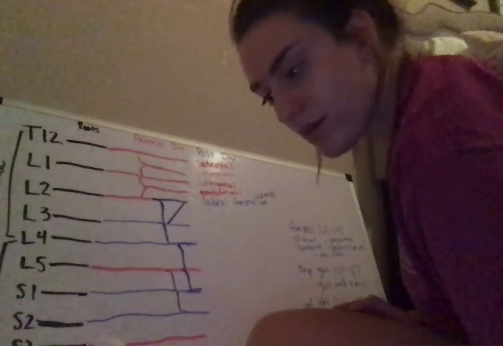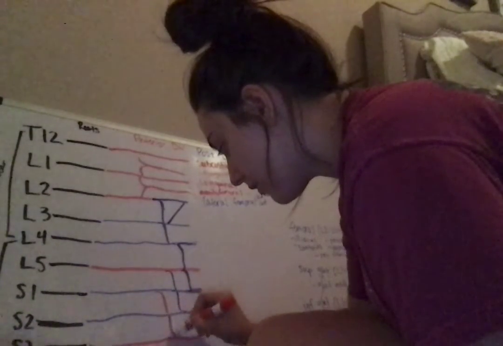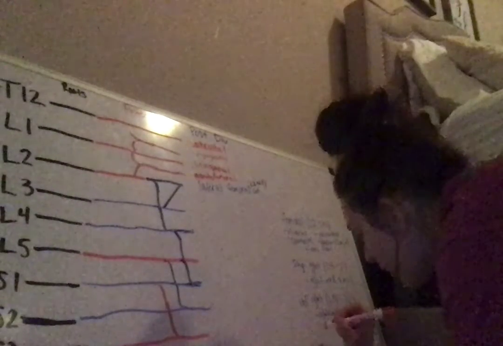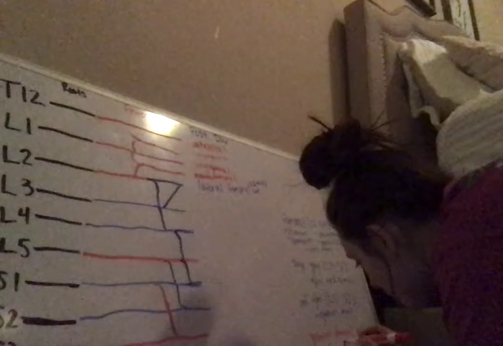And then we've got S1, S2, and S3 all contributing. This is like the worst angle possible. All contributing to the posterior femoral cutaneous. And as I said, that's S1 through S3.